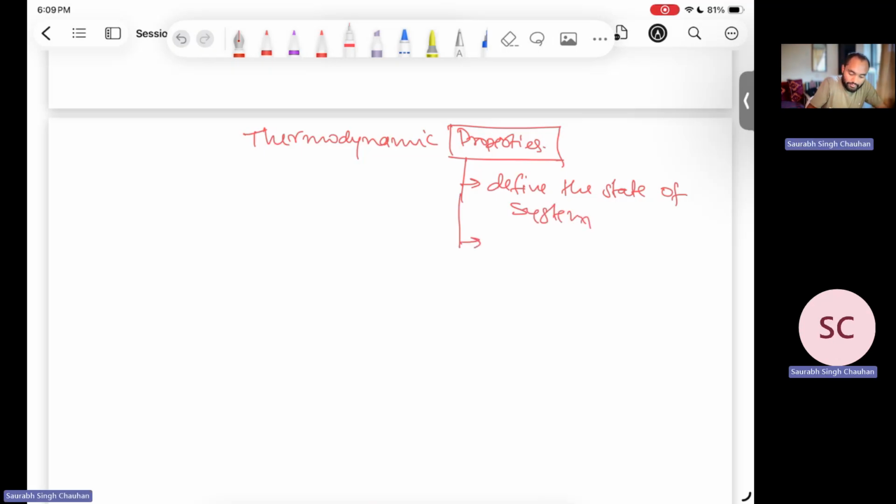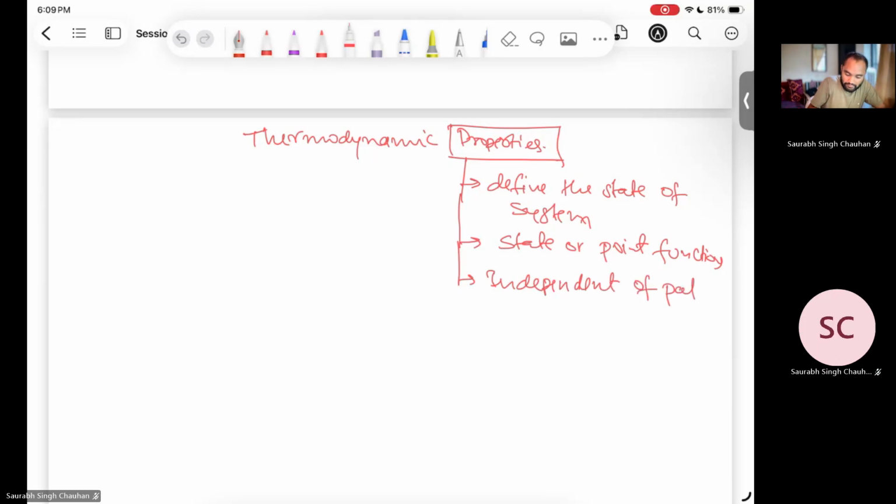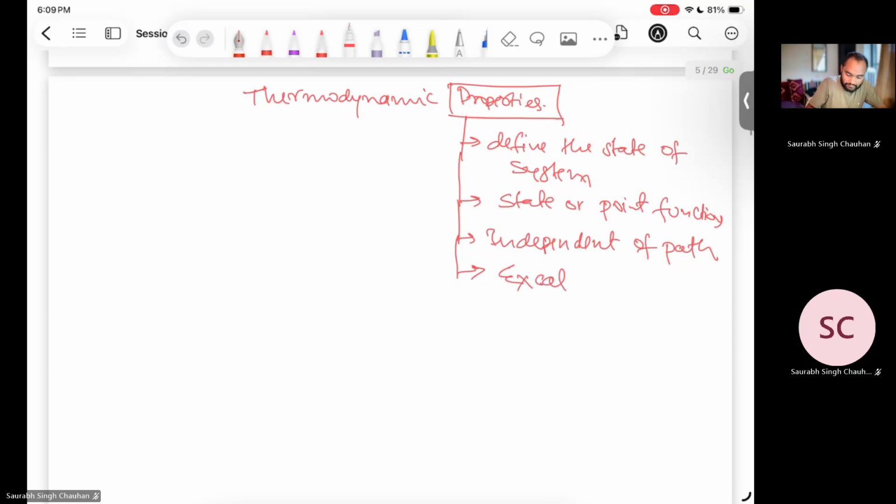So the properties are state function or point function. And they are independent of path. And they have exact differentials. So any variable which is not dependent on path, that variable will have exact differential. What is the meaning of exact differential?